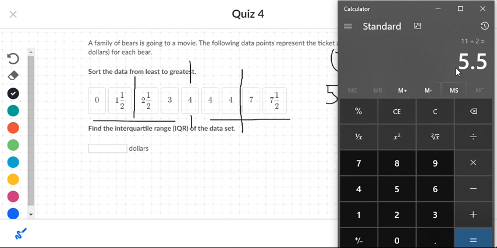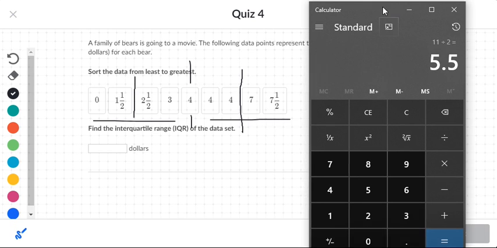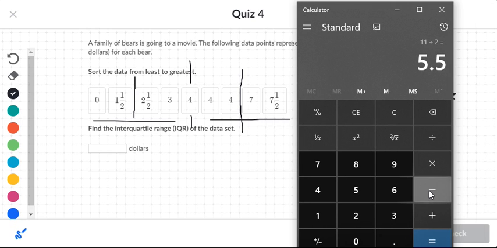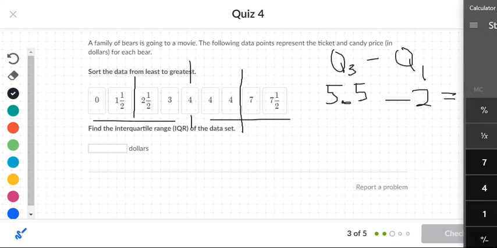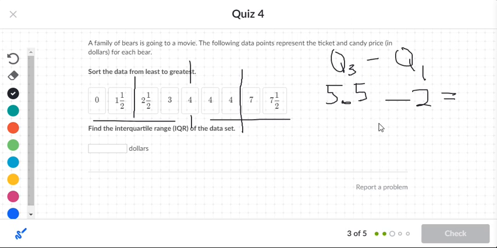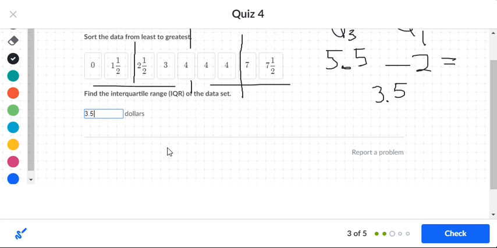So now what's left to do is just our subtraction. We can take 5.5 and subtract 2. When we do so, we get an answer of 3.5. So we should get an answer of 3.5. Let's test it. So 3.5.